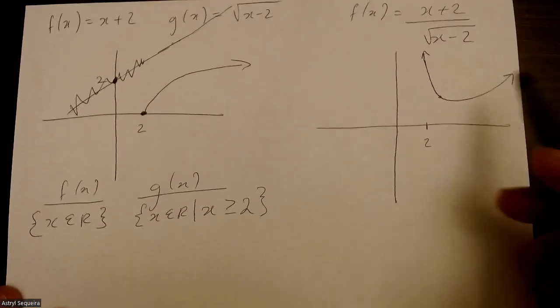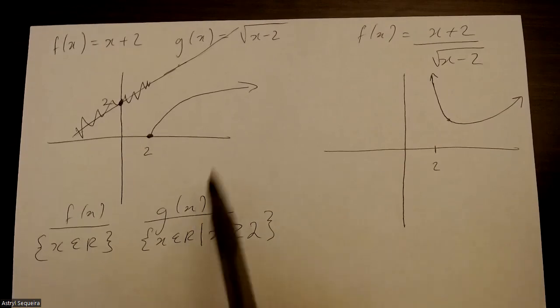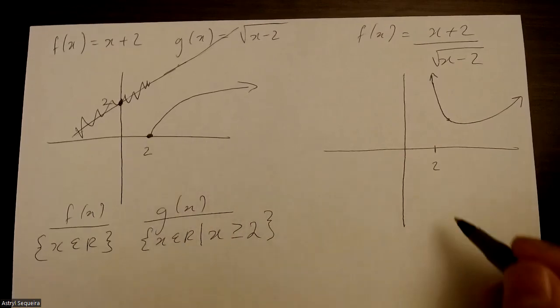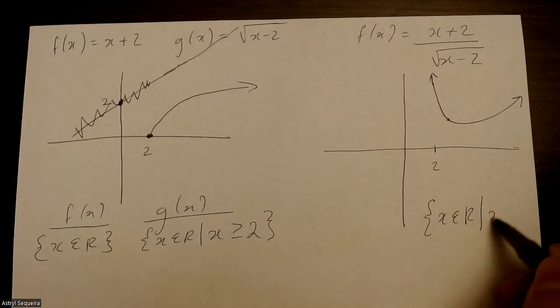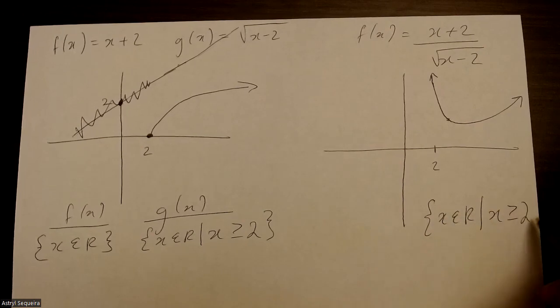My domain of this quotient is just dependent on these two. It's going to be the same as any restrictions. So my domain for this one is the exact same as g of x, which is just x greater than or equal to 2.